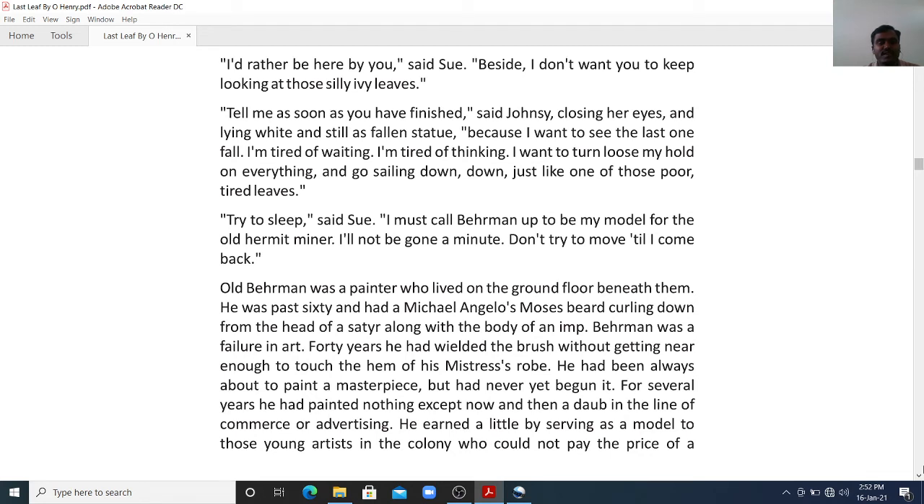These artists have lived at the top of the three-story building, but old Behrman is living on the ground floor. He was past 60 and had a Michelangelo's Moses beard curling down from the head of a satyr along with the body of an imp. So he has a very long beard. They compare it to Michelangelo's Moses. Michelangelo was a painter, and he had a painting done of Moses. So Michelangelo's Moses.